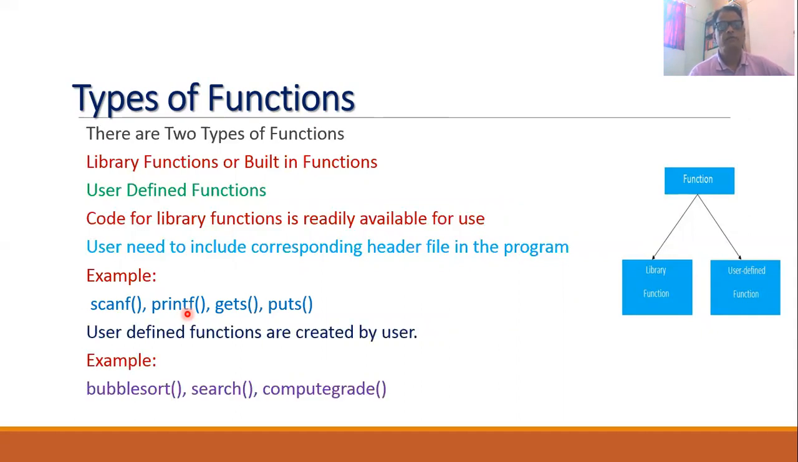But if the programmer is not happy with the library, and if he wants to create any function on his own, then he can create such a function, and that function is called a user-defined function. For example, for sorting of numbers, somebody has written a function using the bubble sort method, then such a function can be called a user-defined function.